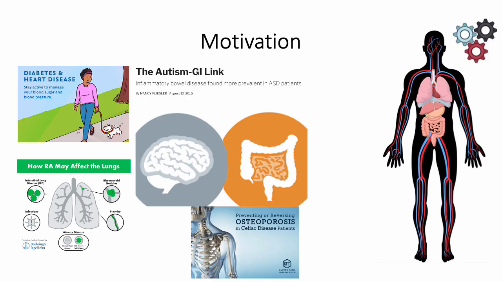Why is this important? Well, among other reasons, certain diseases occur in multiple organs, and the organs seem to be unrelated. And maybe by applying this methodology, we can infer why there are comorbidities in certain diseases.